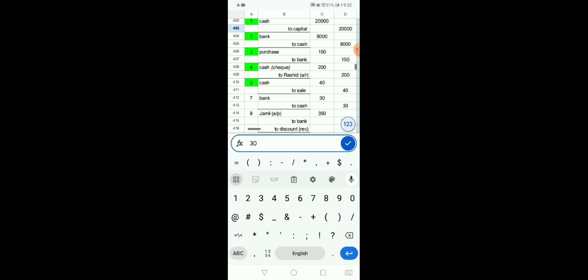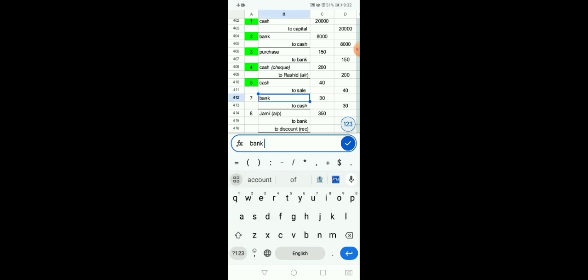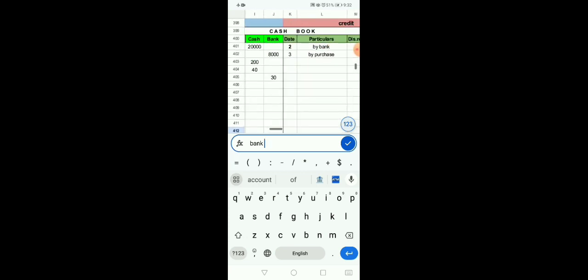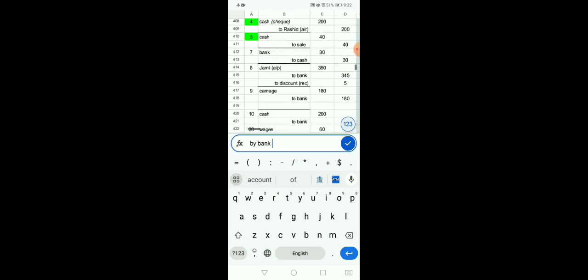Now see why cash is credit. See its reference, what is written on the opposite side, that is bank. So you will use by bank over here. Now see the date, which is 7, so put 7 in the date column.